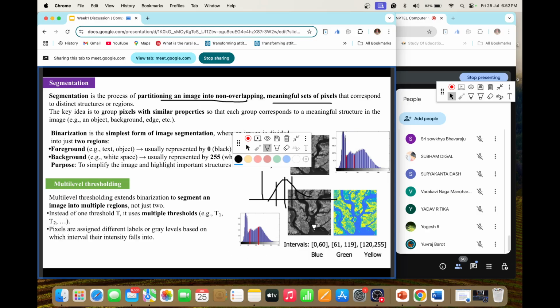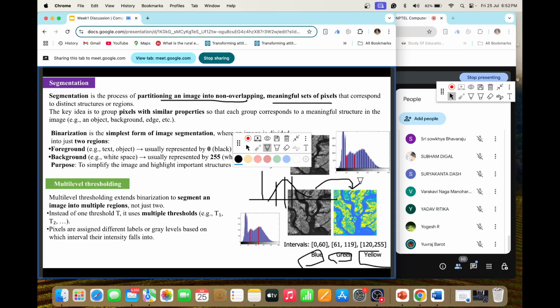So this was our original image. Now we are doing the segmentation. We have segmented it into three parts. Two thresholds means we get three parts. This is the first threshold, this is the second threshold. For this part we give, let's say, blue color. For this part, from pixel value 61 to 119, we give a green color. From 120 to 255 we give a yellow color. So our image will change from this to this.